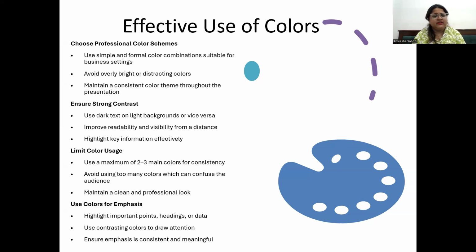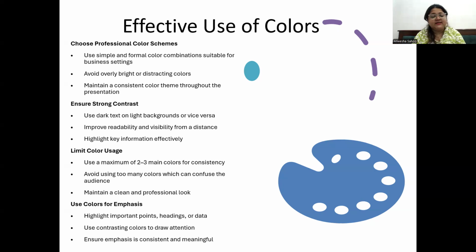Avoid using too many colors, which can confuse the audience. Also, maintain a clean and professional look. If you overload your slides with too many colors, it will actually make your slides dirty. So clean your slides and it will always give a professional look. So don't use too many colors. I always suggest you use only two types of colors or two shades of colors.